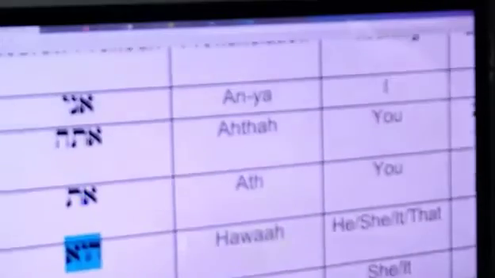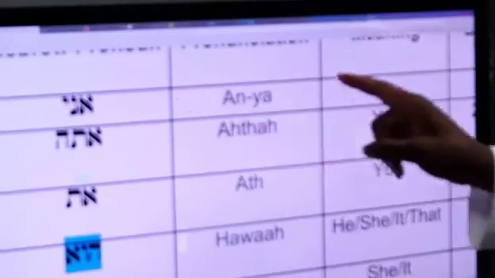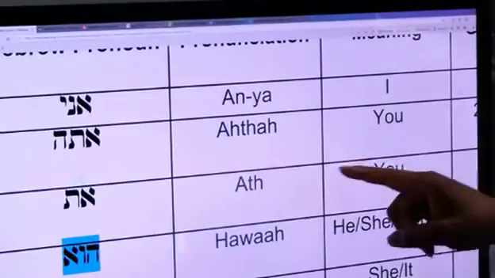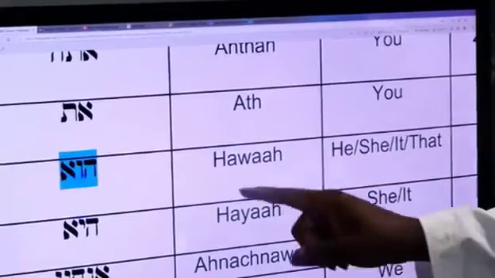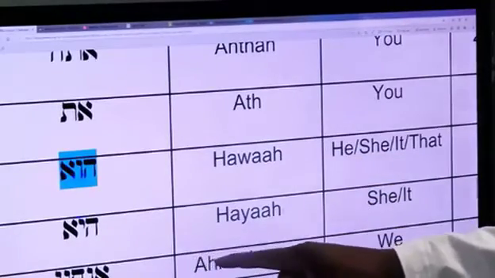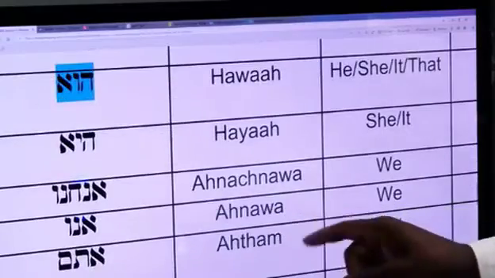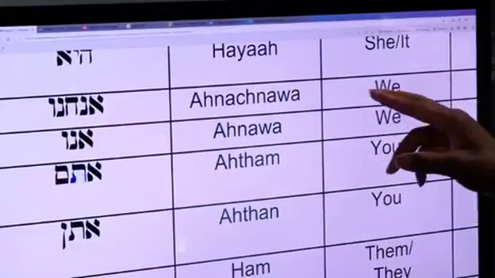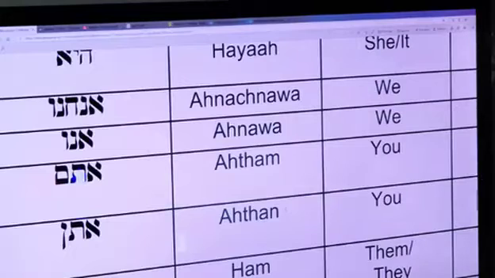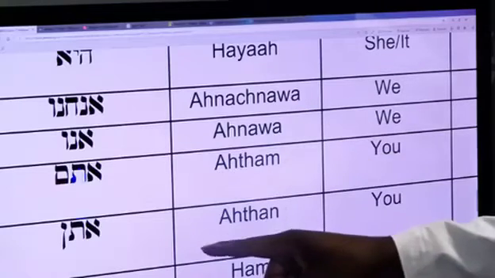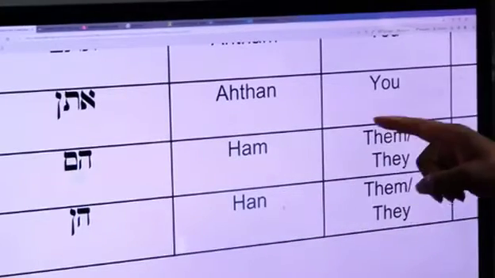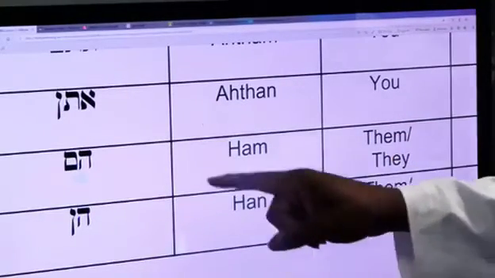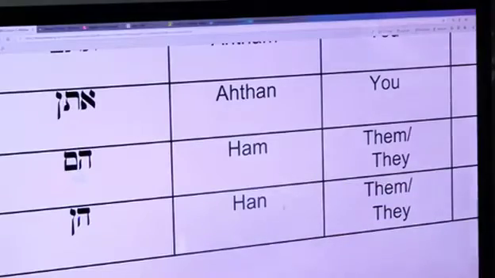So that's our list of pronouns again. Anya meaning I, atha meaning you, masculine, af, you feminine, hawa'a, he, haya'a, she, anachnawa, we, anawa, we. Both of these can be used for both masculine as well as feminine. A thumb, you masculine, a thun, you all feminine, or you plural feminine. Hum, them or they masculine. Hun, them or they feminine.